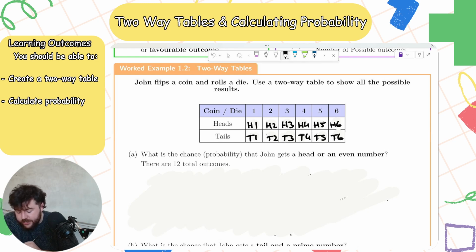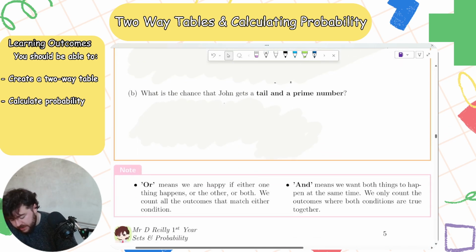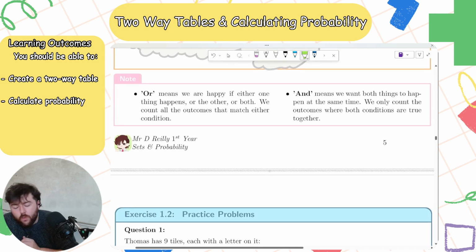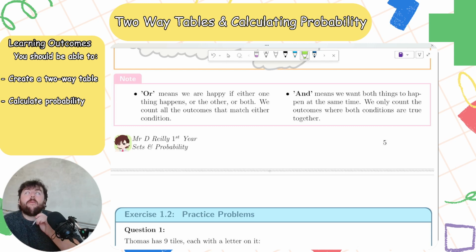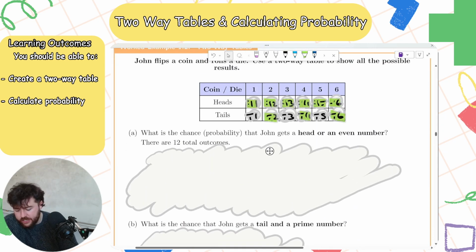What is the probability that John gets a head or an even number? He gets a head, grand. He gets them, or an even number. Well, he gets a 2 here, a 4 here, and a 6 here. So this would be him getting a head or an even number. It's very important to note, or means we are happy if either one thing happens, or the other, or both. We count all the outcomes that match that condition. And, on the other hand, and means those two things have to happen together. So what if he wants a head and an even number? We are strict with those conditions.